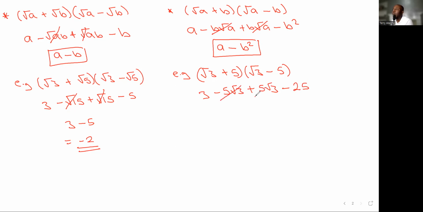Minus 5 root 3 will cancel plus 5 root 3, and that will give you 3 minus 25, and that will give you what? Minus 22. That's the answer. Is that okay? So that is it, multiplying by conjugate, all right? So you can try different ones. No matter how the conjugate looks, it's going to give you the same thing.